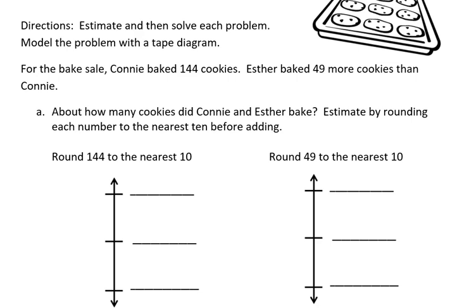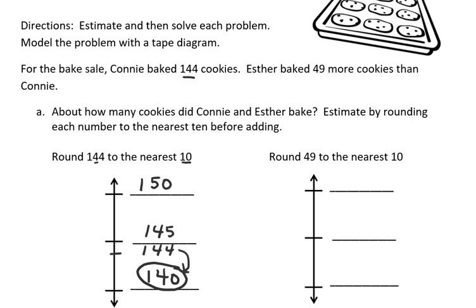Okay, so we're going to start with the number of cookies that Connie baked. She baked 144. We're going to round that to the nearest 10. I have a 4 in my tens place. So that means my answer choices are going to be 140 or 150 when I round to the nearest 10. So I'll put those choices in. The midpoint would be 145. Since we have 144, we know that that will round down to 140. So that's the estimated amount for Connie.